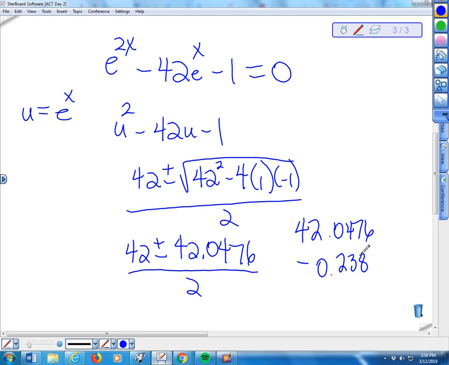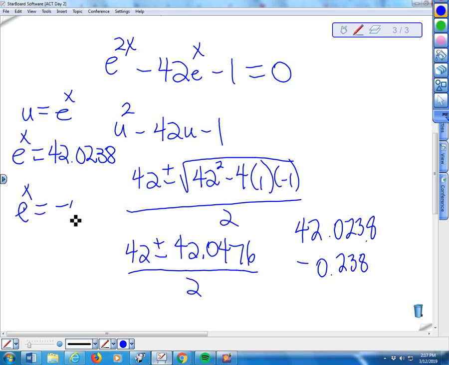And 42 plus 42.0476, I don't know what I did there. Hold on. 42.04, so that doesn't make sense. Divided by 2, it's 42.0238. Okay, I'm not quite done because this is u, this is not x. So now I go back, u is equal to e to the x. So I say e to the x equals 42.0238, or e to the x equals negative 0.238.